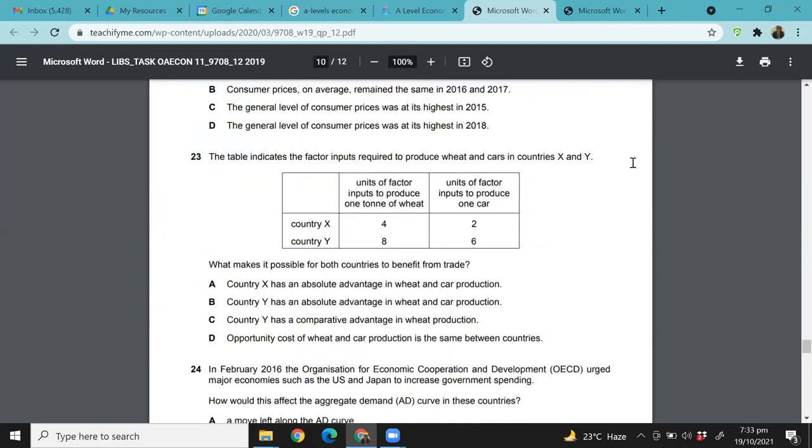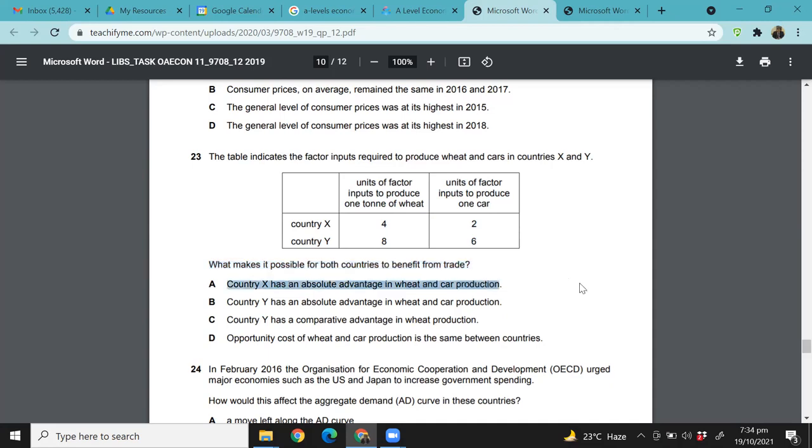Okay. The table indicates the factor inputs required to produce wheat and cars in countries X and Y. Unit of factor inputs to produce 1 ton of wheat. In country X, you need 4 units of input to produce 1 ton of wheat. In country Y, you need 8 units. Similarly, in country X, you need 2 units of input to produce 1 car, and in country Y, you need 6 units to produce 1 car. What makes it possible for both countries to benefit from trade?